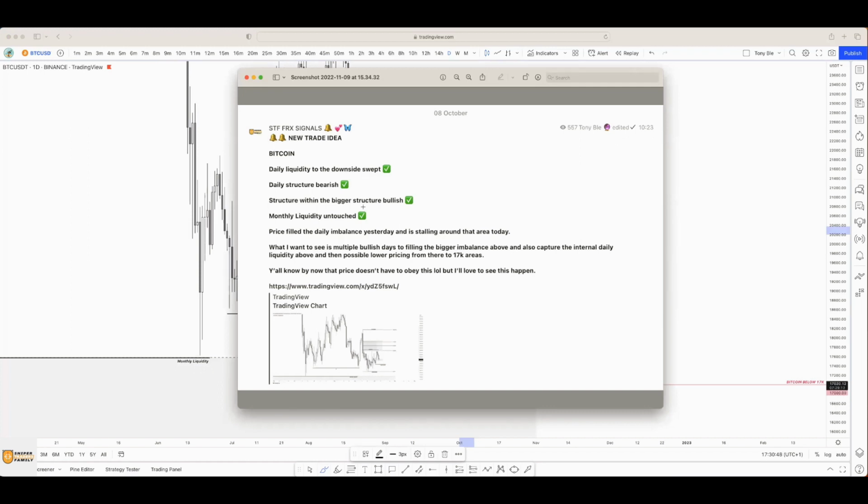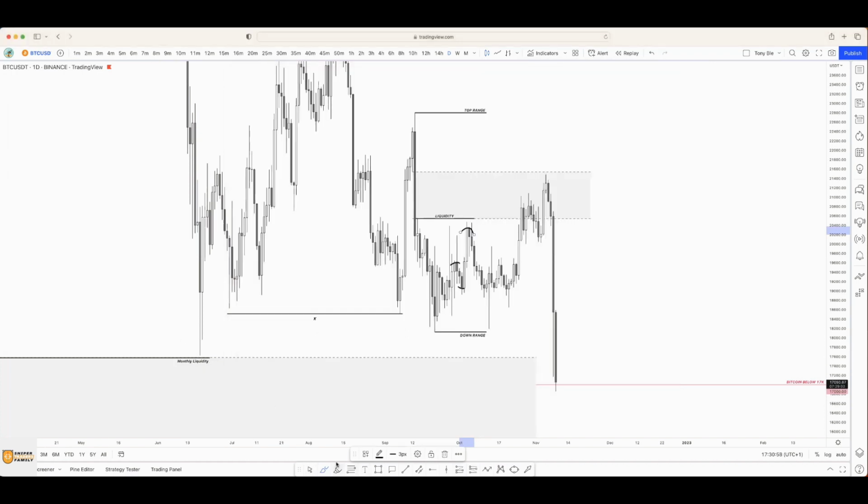Okay, so what else did I see again? I could see that the monthly liquidity was untouched. The monthly liquidity was just intact, and this was the monthly liquidity down here. So there was money in this area in form of equal lows that has not been touched. And when I marked out the chart, this was not giving us equal lows yet. I'm going to pull up the chart so you can see.